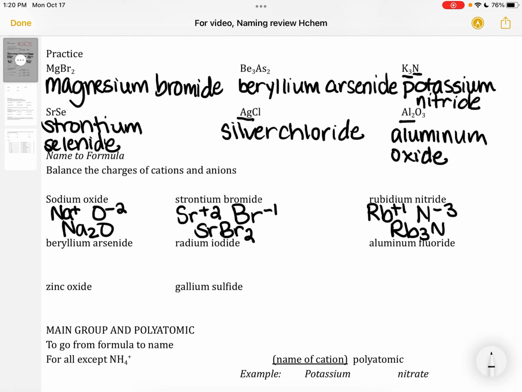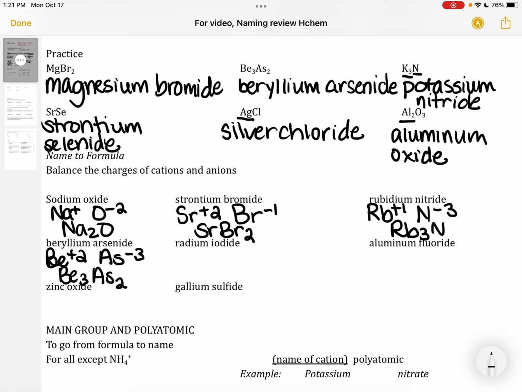Beryllium arsenide. Beryllium is a +2. Arsenic is a -3. So this is where we need to meet up at 6 because we have to have the same number of electrons given as taken. So it will be Be3As2.